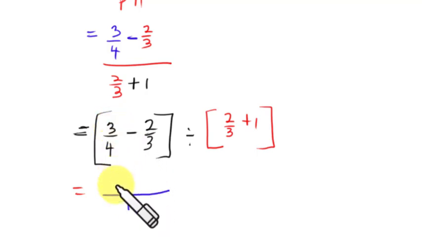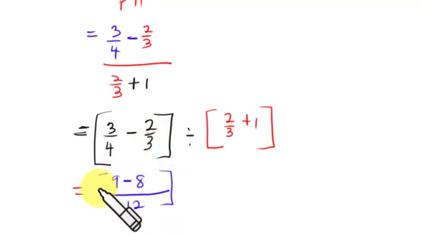3 times 3 here, that's going to be 9, minus 3 goes into 12 4 times 2, that's going to be 8. So let me put this into brackets until I simplify everything and I get one term.